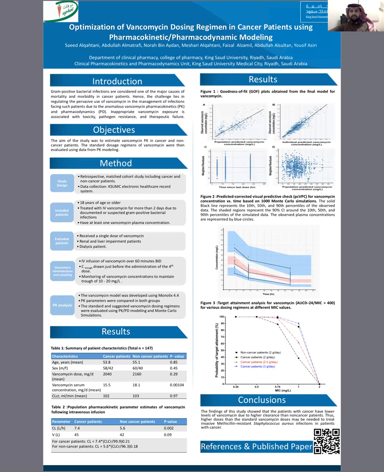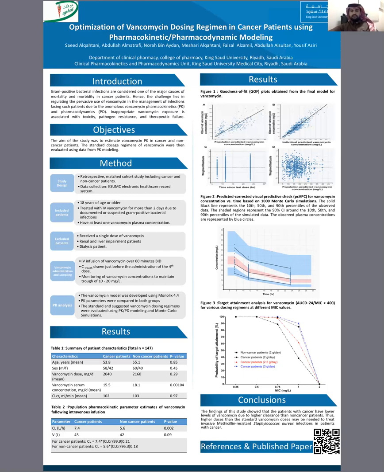For figure number 3, the target attainment analysis for vancomycin AUC over MIC, which should be more than 400, for various dosing regimens at different MIC values. As we can see clearly, when the MIC goes higher, the achievement of target decreases.